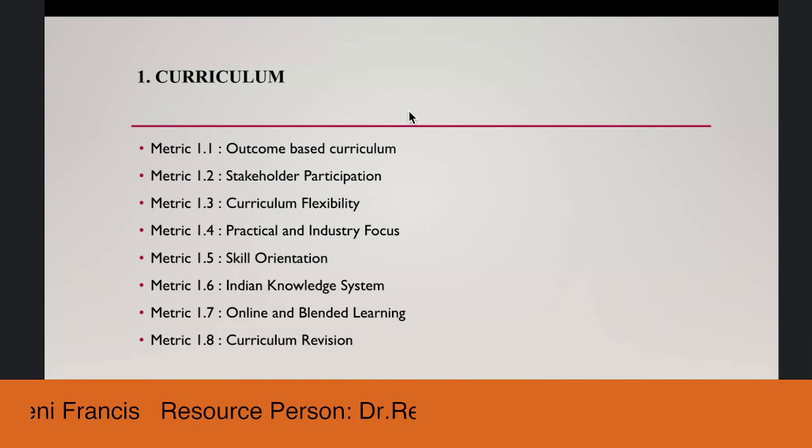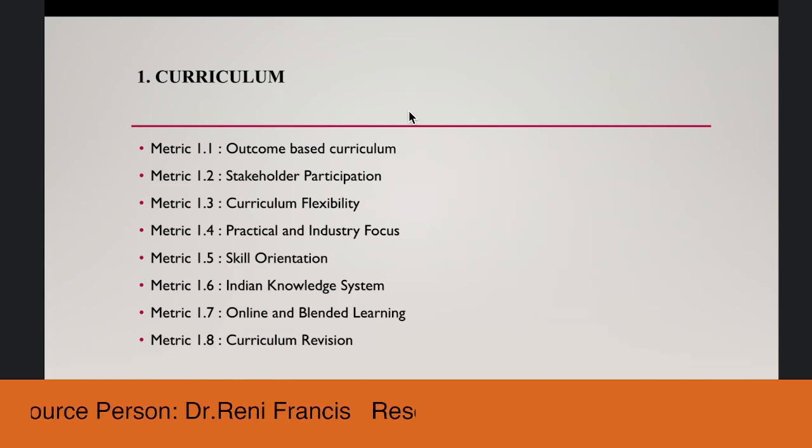In metric 1.8, we have the curriculum revision, which speaks about revising the curriculum. Again, here only universities and autonomous colleges stand apart in this. The affiliated colleges do not have a part in this, but you can also speak about academic planning and preparation, where you can ask the stakeholders to give you suggestions as to how your curriculum should be transacted in a more suitable manner.